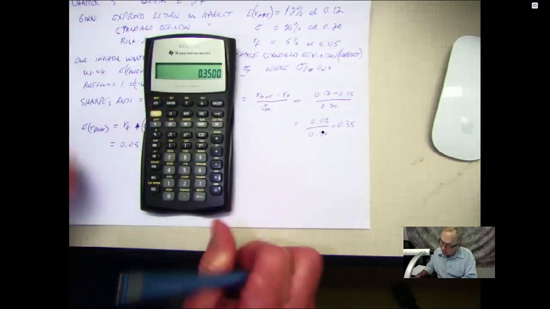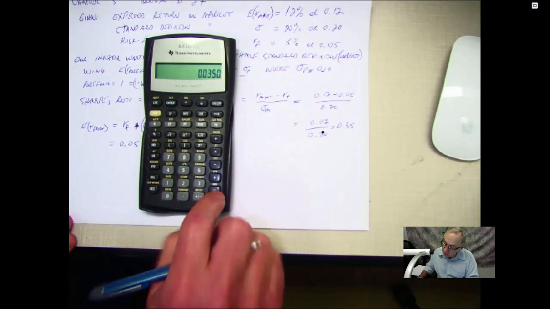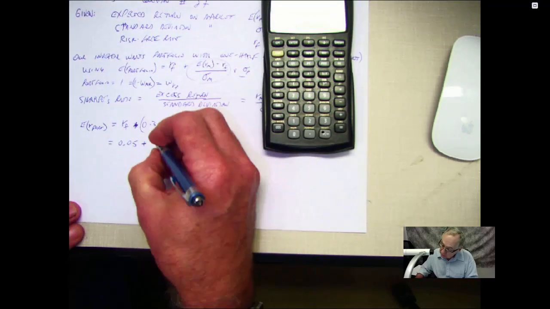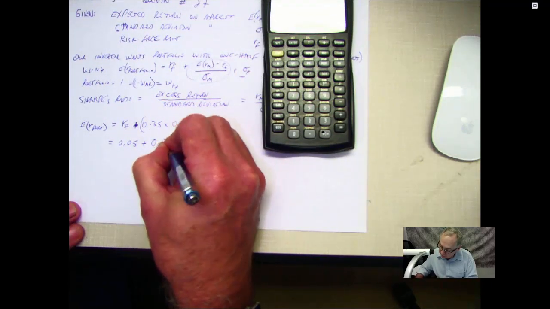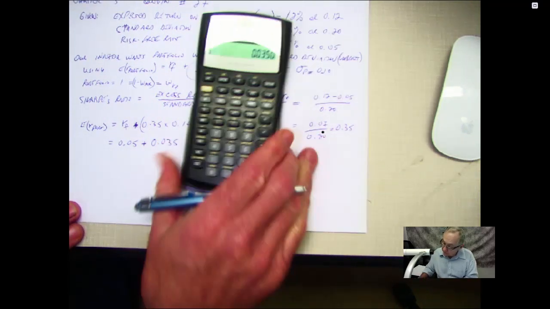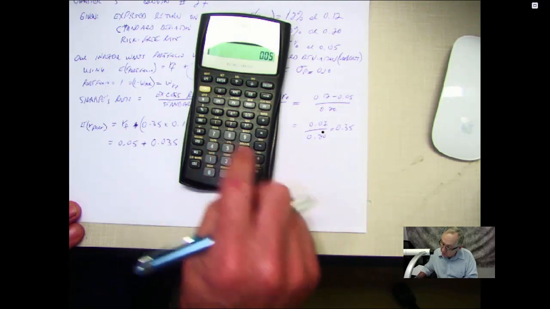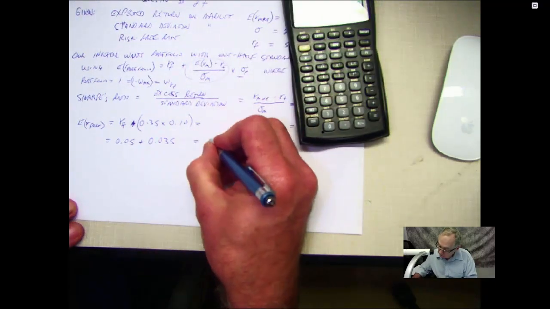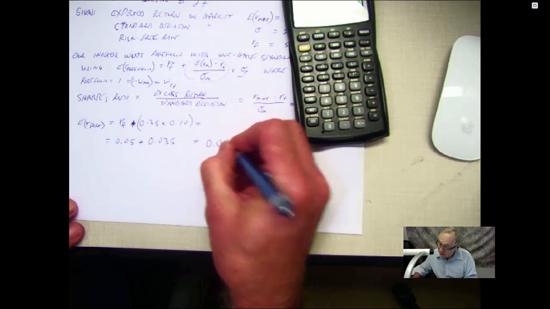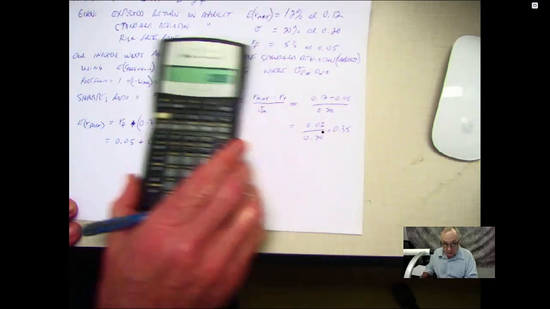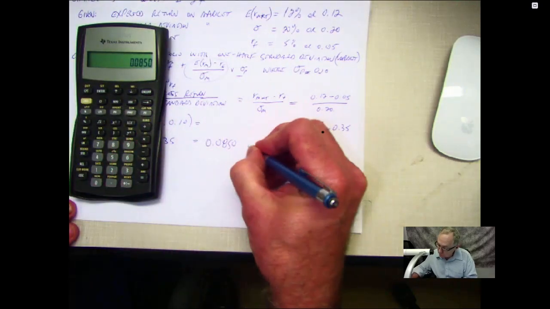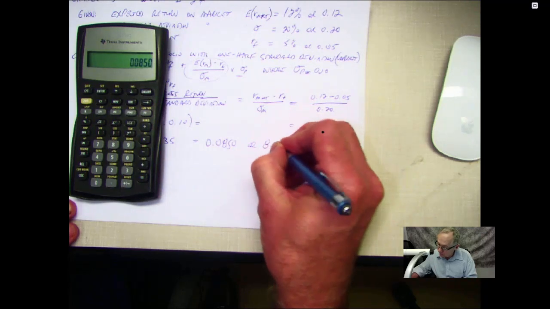So our 0.35 times 0.1 is 0.035 added to 0.05, 0.0850, or 8.5%.